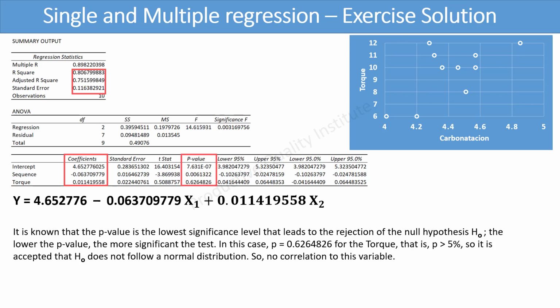the null hypothesis. The lower the p-value, the more significant the test. In this case, p equals 0.626 for the torque, that is, p is greater than 5%, so the null hypothesis is accepted. It does not follow a normal distribution. So, no correlation to this variable.